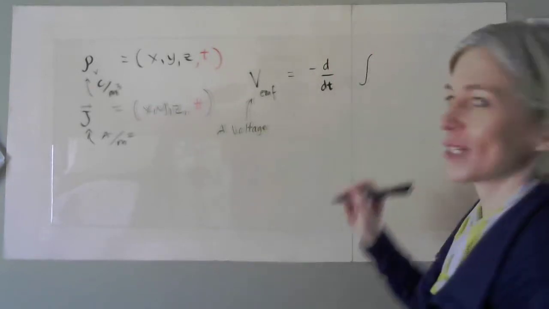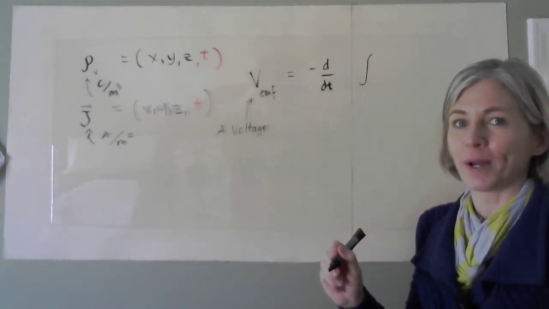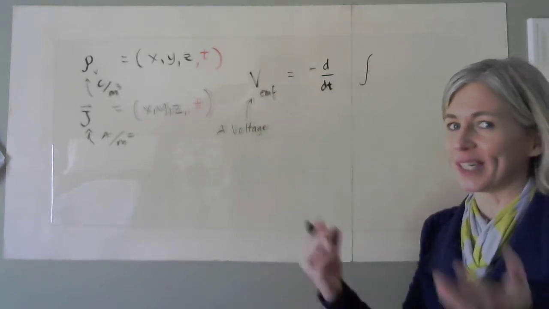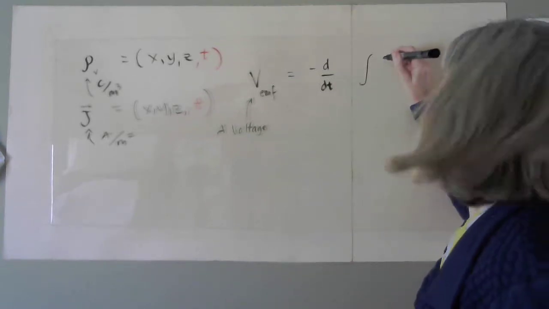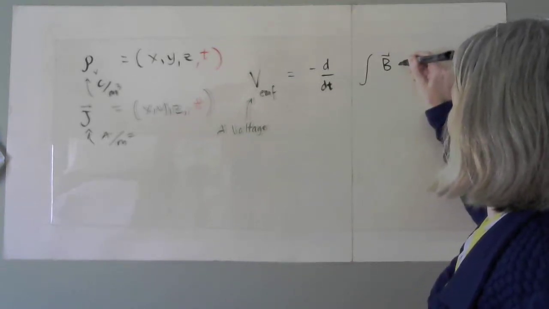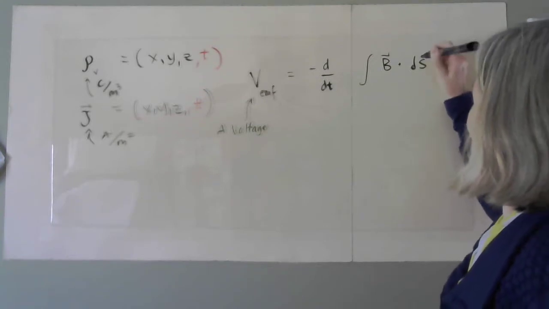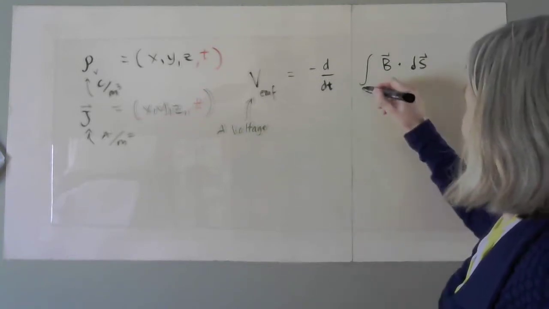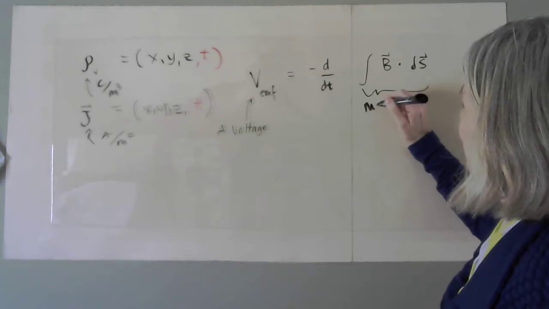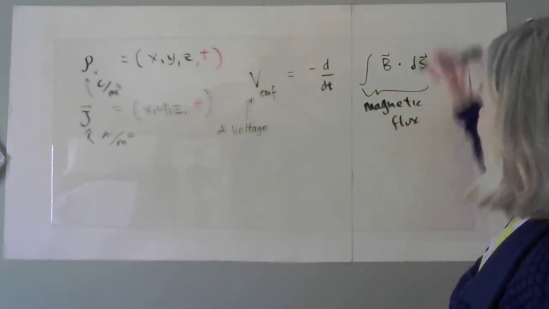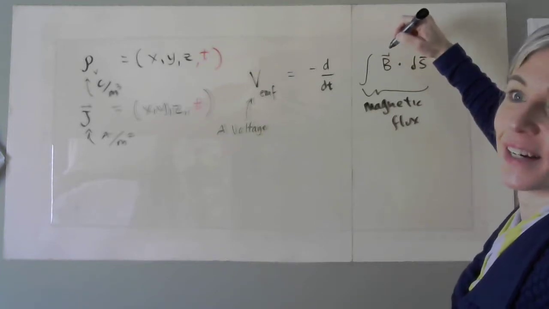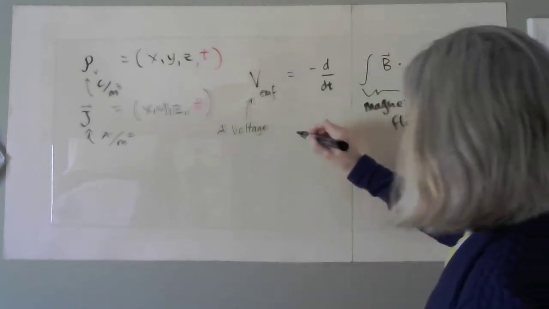You might remember, flux is kind of a generic term. It's taking a quantity that's a density and integrating it over a surface. How much is this magnetic field flowing through the surface? Magnetic flux. Magnetic flux density right here. This whole thing is Lenz's law.